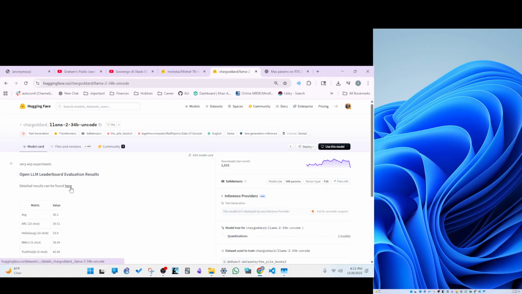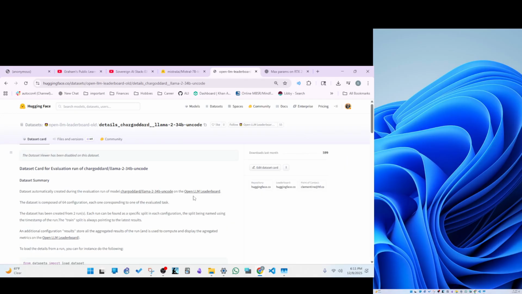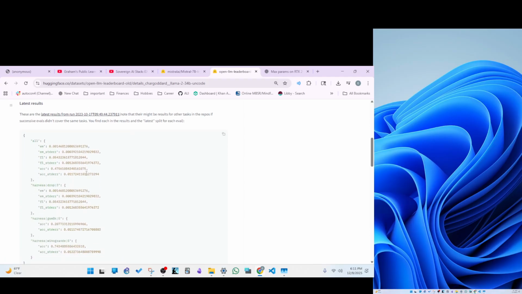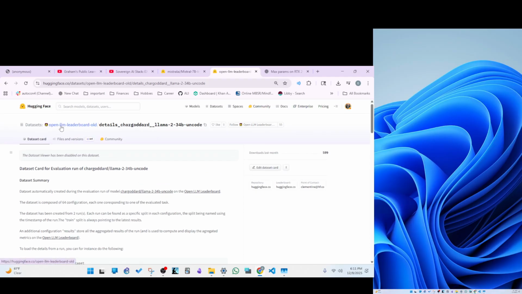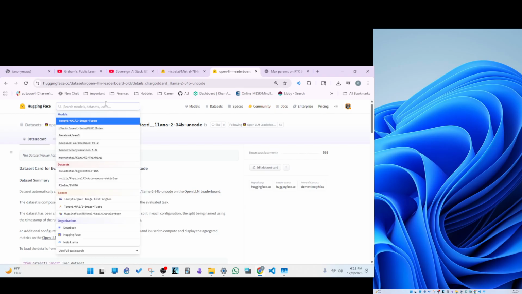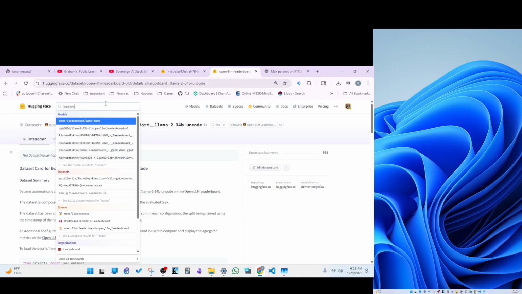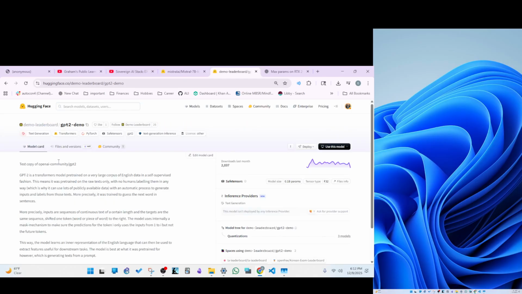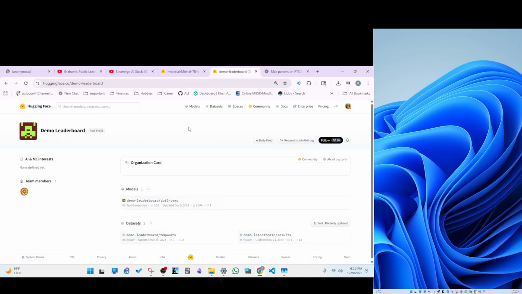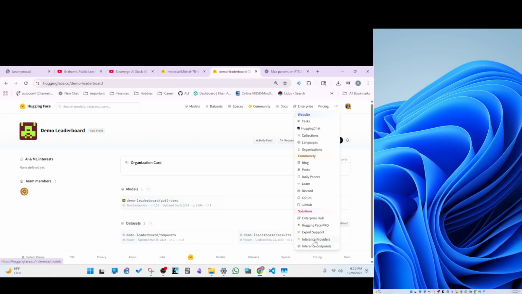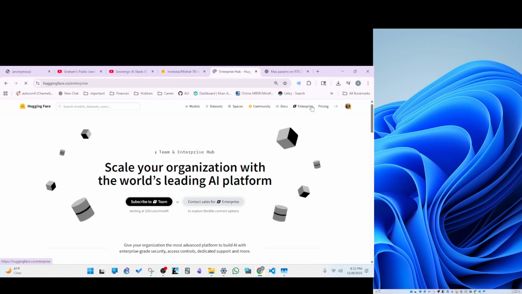So wow, I'll be able to do really good stuff. Here we can also look at the leaderboard, and how the evaluation works. Hugging Face has its own evaluation pipeline, so we can look at the leaderboard. I forget how to get to the leaderboard. Sometimes it's not super easy to find. Demo leaderboard, let's see here. Leaderboard.